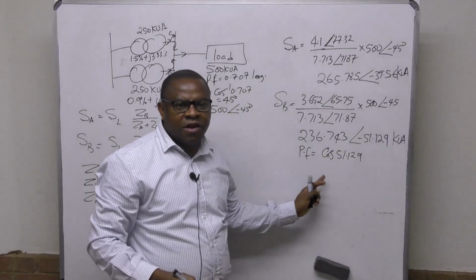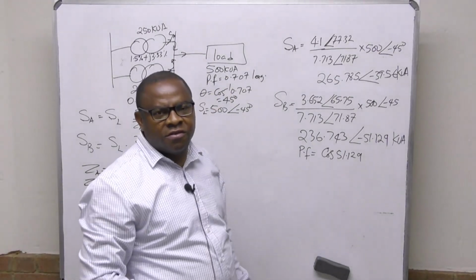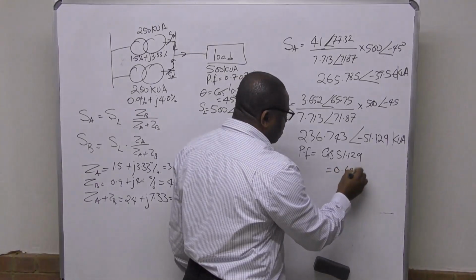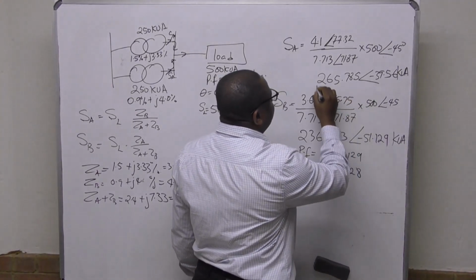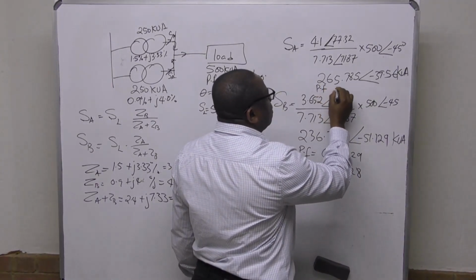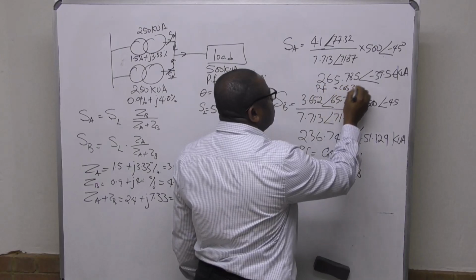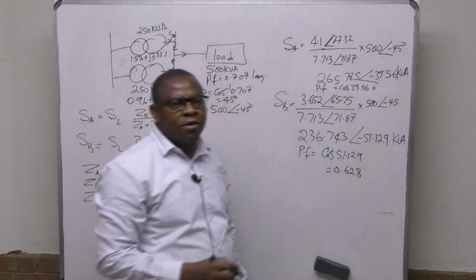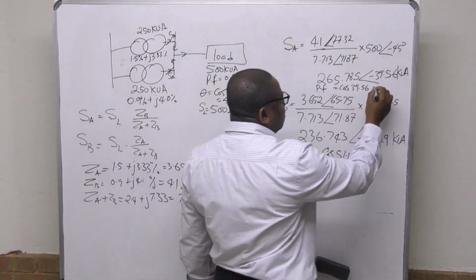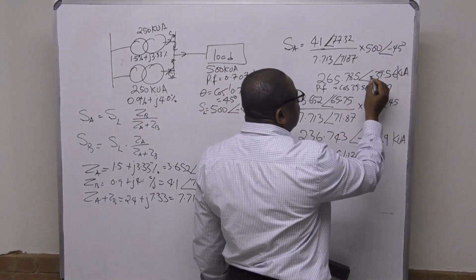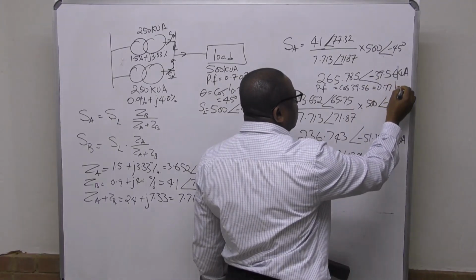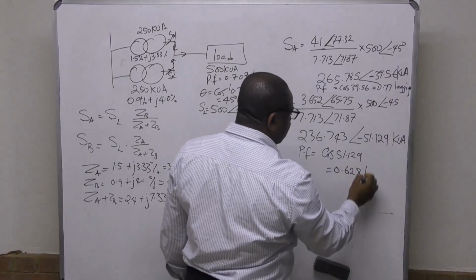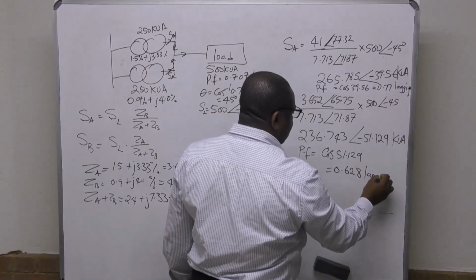All right, if you check that, you will get about 0.628. You can also look for power factor of that, 39.56. Okay, that you get about 0.77. This is minus here, so you must put lagging. The same thing here is minus, you must put lagging.